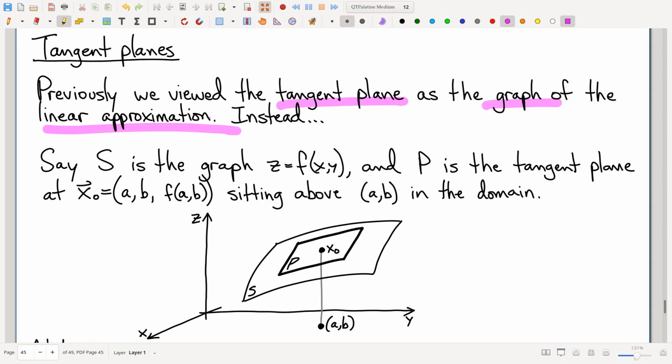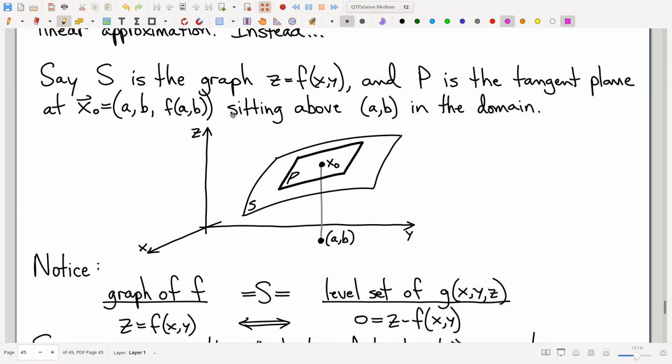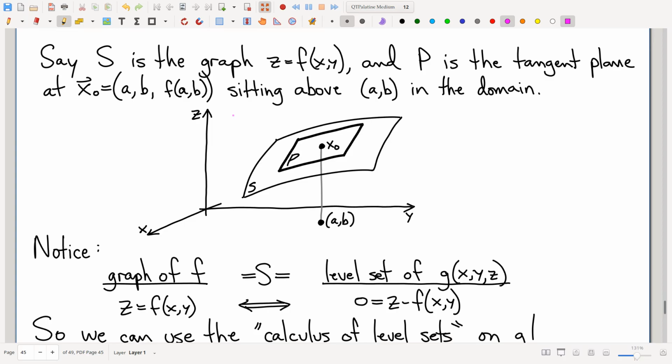Okay, so we're now going to find the equation of the tangent plane in a completely different way, arguably a much easier way. It has pros and cons. Here's the big idea. Suppose you're looking at a graph. We've got some surface, and that surface is a graph.